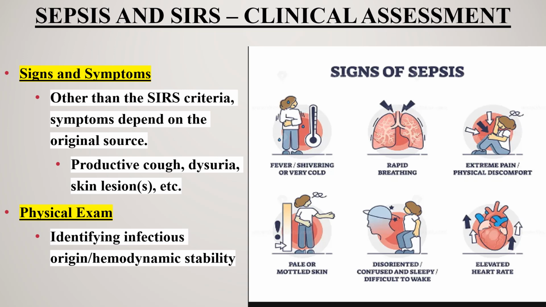of infection. If they have pneumonia, they may present with some sort of productive cough. If they have a UTI, they may present with dysuria. If they have some sort of cellulitis or soft tissue infection, you will probably have skin findings. The main purpose of physical exam is to identify the most likely culprit or original source, as well as determine the hemodynamic stability and potential prognosis of the patient.